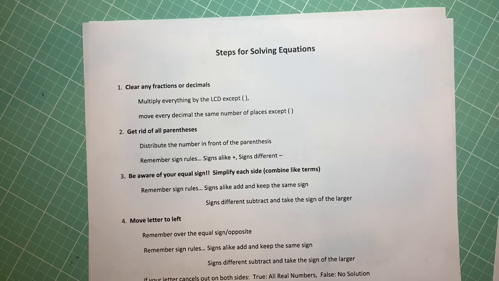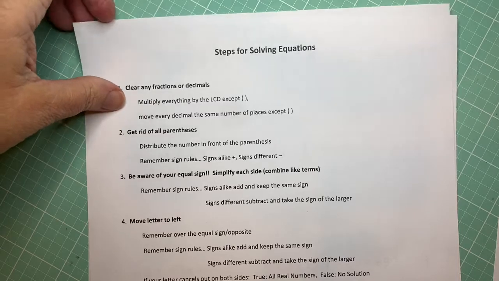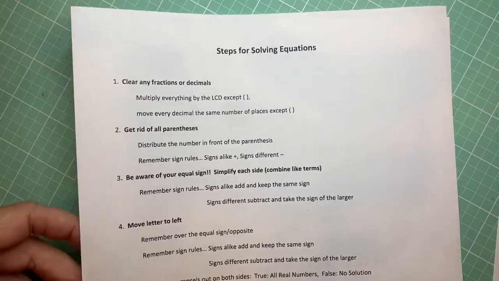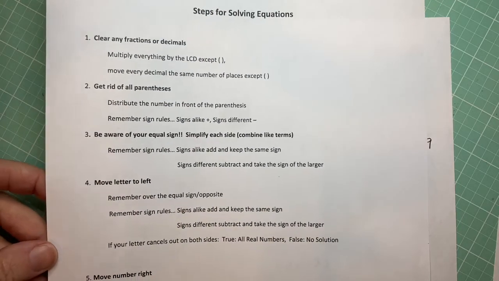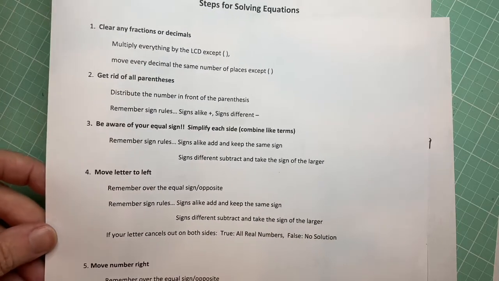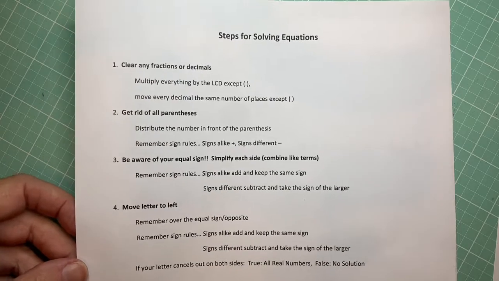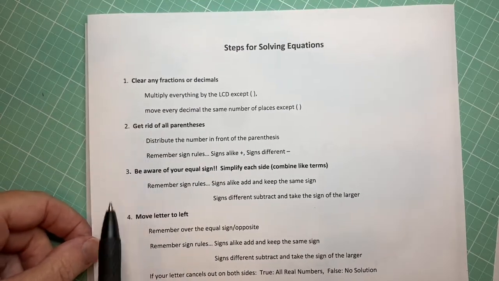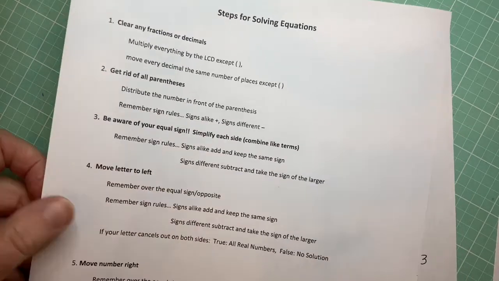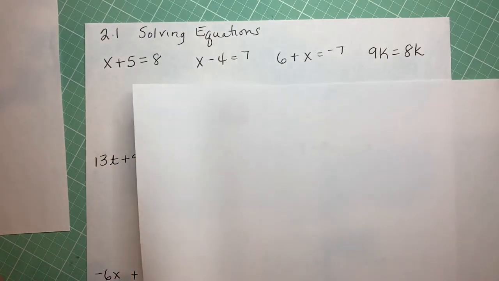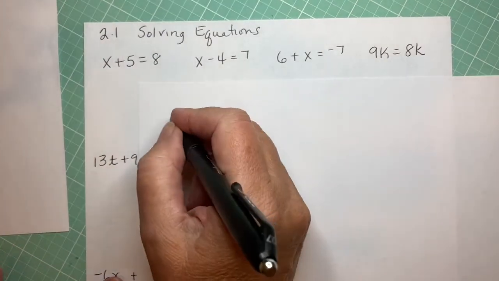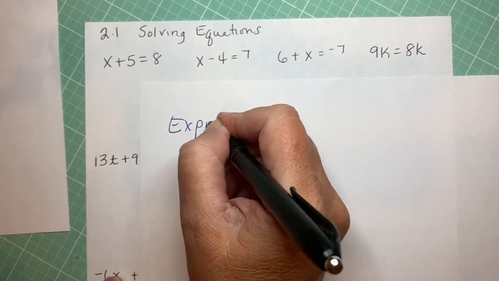Chapter 2, we're going to start what's called solving equations. I've got a note sheet that you can print out that has the 6 steps for solving equations. By the time we get to the end of 2.3, we'll be doing all 6 of these steps. But today we're really just looking at step 2 and step 4 and 5, and I'll explain that a little bit more later. But before we start these, I want to talk about the difference between an expression and an equation.